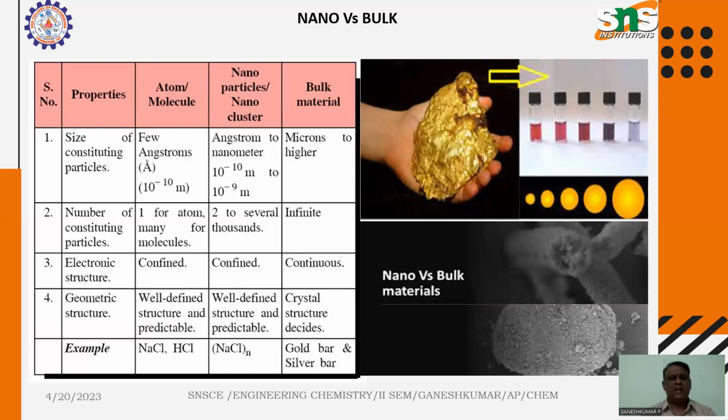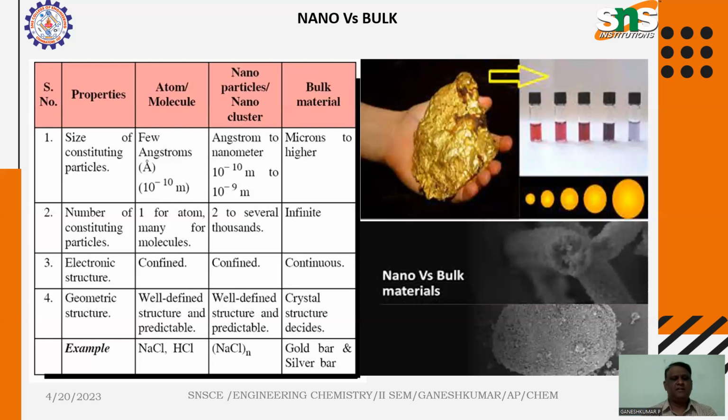When we consider the electronic structure, the atoms or molecules have confined electronic structures. Their orbitals are confined to a particular region. In nanoparticles also, there are only a few thousand atoms, so this is also a confined one. But in bulk, there is a huge number of infinite atoms or molecules, so it is not confined to a particular region. It is widespread.